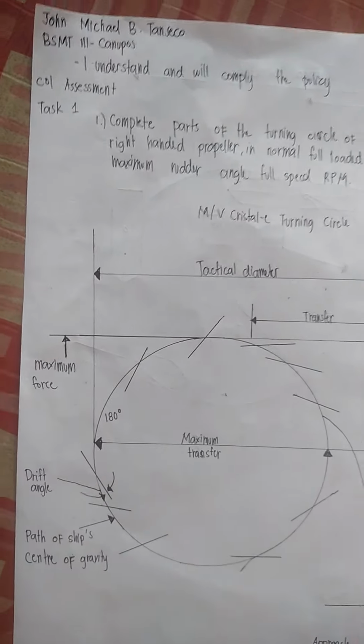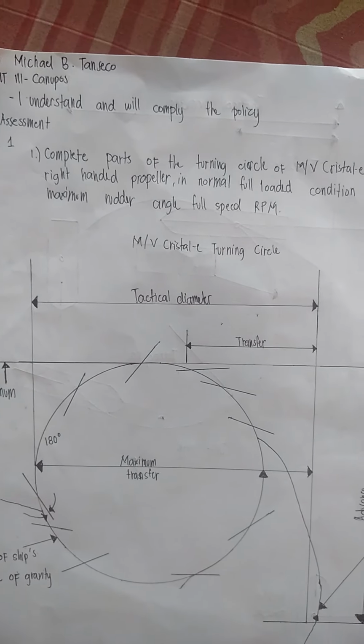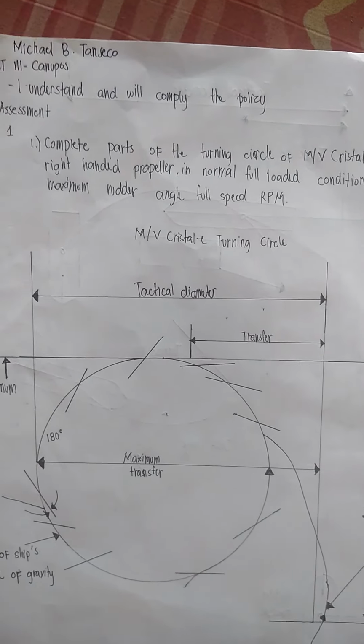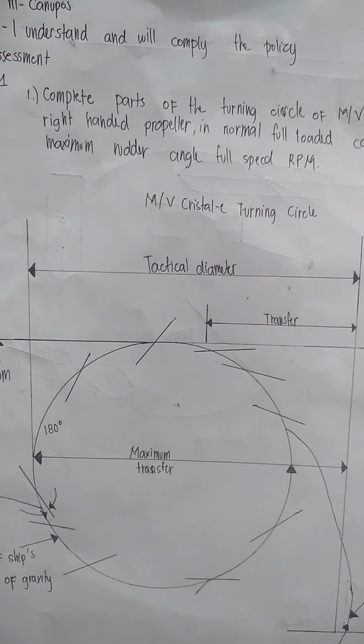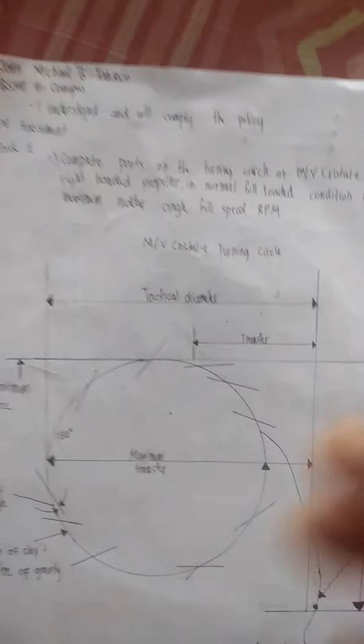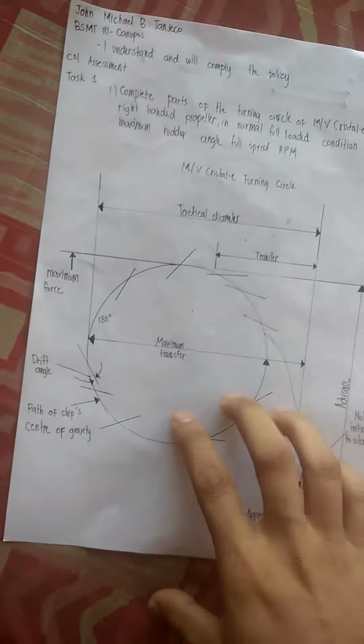So this is my C1 assessment. Number 1 is to complete parts of the turning circle of MV Crystal A with right-handed propeller in normal full loaded condition with maximum rudder angle, full speed RPM. So this is my illustration of the turning circle in port side, and this is in starboard side, the turning circle of port side and starboard side.